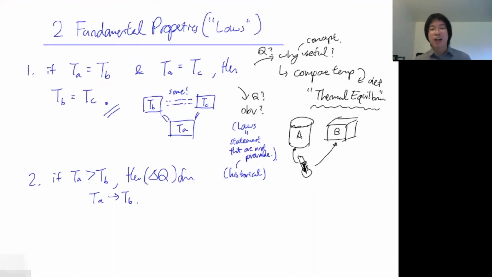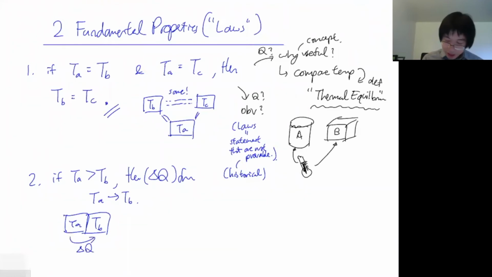Again, you might ask, is that obvious? You know the answer already. I need to state that. Turns out this is not provable, okay? So if I have, again, in pictures, because we like pictures better, let's say we're talking about conduction, like this, right? TA is larger than TB, then the heat will move from here to here.